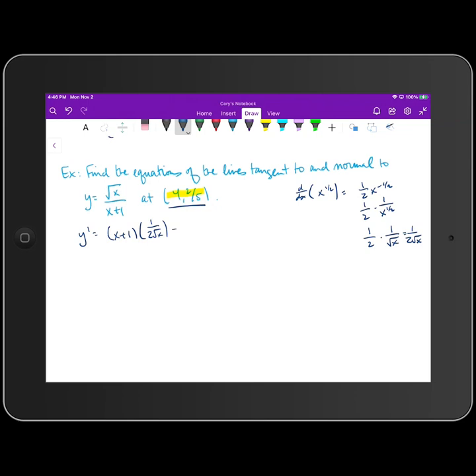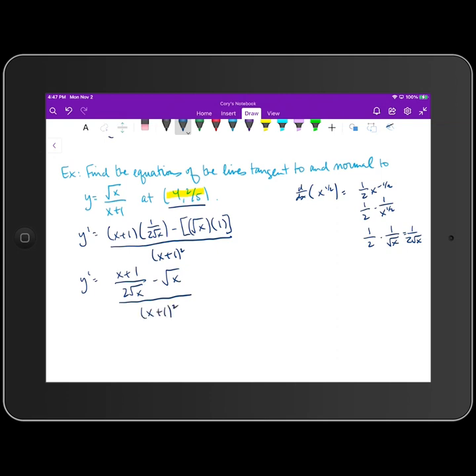Minus high, so that's rad x, d low. The derivative of the bottom function is 1, all over low, which is going to be x plus 1 quantity squared. Okay, so we get y prime here equal to x plus 1 over 2 rad x minus rad x, all over x plus 1 squared.